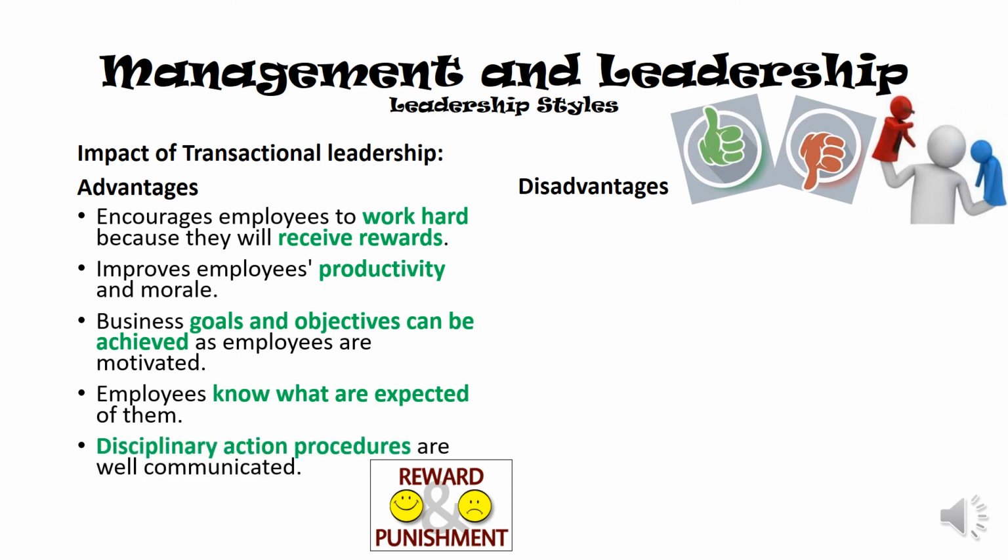Disciplinary action procedures are also well communicated. When we give people their targets, we are literally saying, this is your target. If you don't reach your target, this is going to be the punishment. So the disciplinary procedures are communicated. Everybody is very clear that if that target is not reached, there will be consequences, and they know exactly what those consequences are.